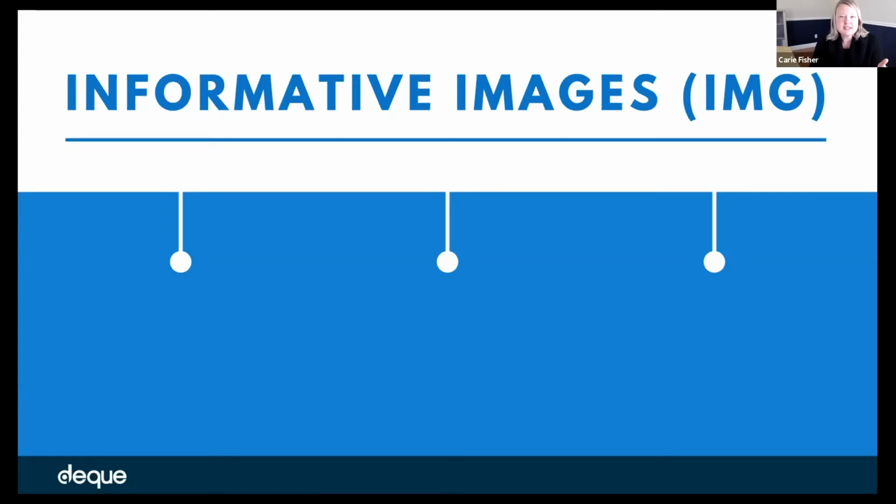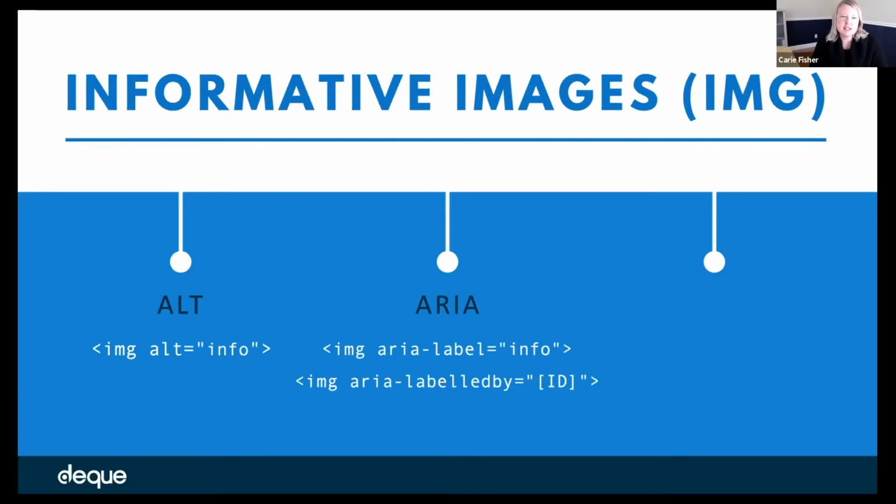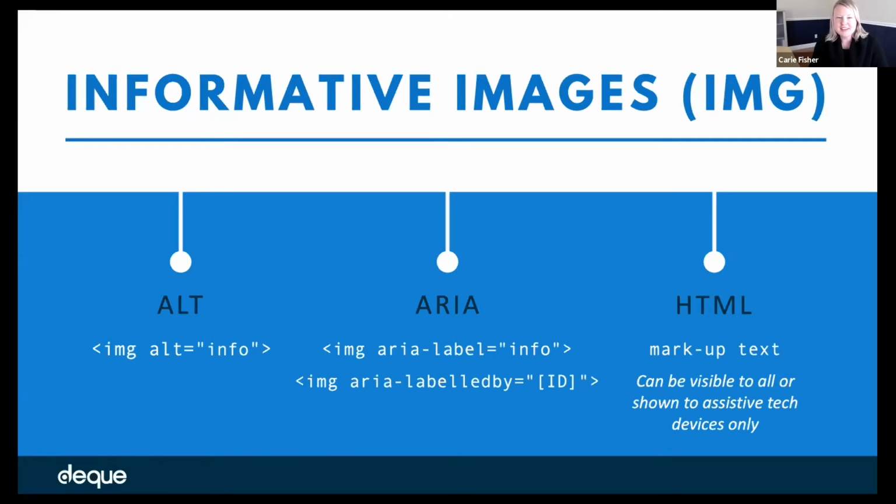So for these AT devices to understand the message or intent of an image, informative images must have grammatically discernible alternative text. Typically that's accomplished by using the image alt, some description. In this case, we just have the image alt of info. But there are alternative ways to add image information like we saw in the example, including ARIA and HTML, depending on the subtype, so simple versus complex. In this case, we have ARIA label info. ARIA labelled by ID means that you need to have an ID link to it. So that's a relationship.